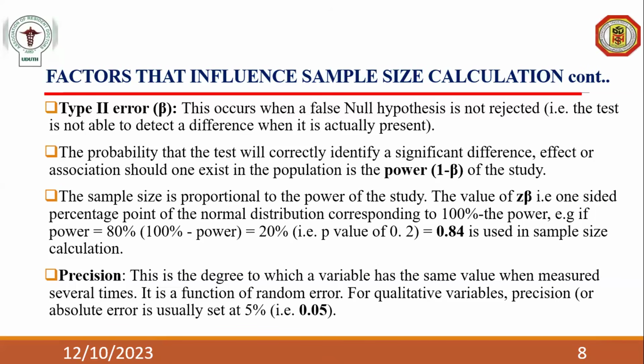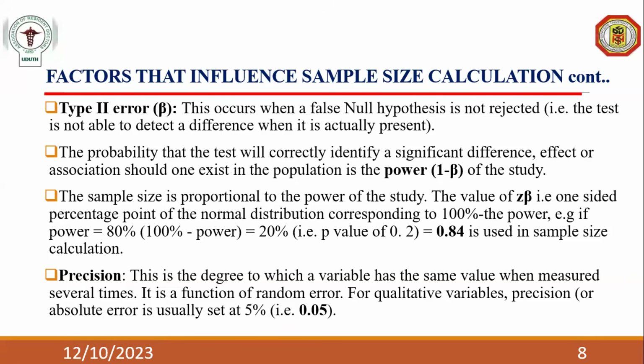And power of the study is equal to 1 minus type 2 error. And this power of the study is used in your formula for sample size calculation. In most studies, the power that we are using is 80% power. We have given our study 80% power that this study will detect whatever the difference that is there in the population. We are 80% sure.